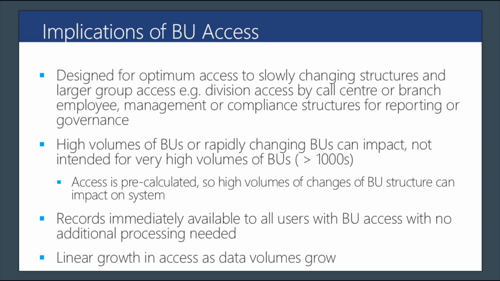Access is pre-calculated, so if you're constantly changing, it's going to have an impact on the system performance. So some of the benefits, though, is that records are immediately available to the users with business unit access. There's not additional processing that needs to take place. So if you have slowly changing structures that you can clearly define, business units are a great scoping mechanism for leveraging users' access to records within the system.